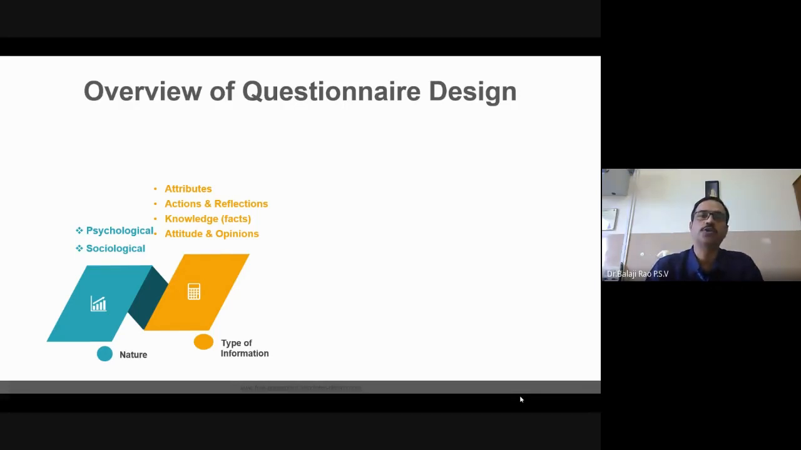Now, a questionnaire is also used to measure the actions and reflections of an individual. That is, in a given instance or created scenario, how does an individual respond? That we call behavior. The behavior which we observe is in the form of actions and reflections. So a questionnaire is the tool which helps us to collect that kind of information related to business behavior. It also helps us to find facts or to pull information concerned with knowledge. And lastly, it also helps us to retrieve information related to attitude, behavior and opinions.